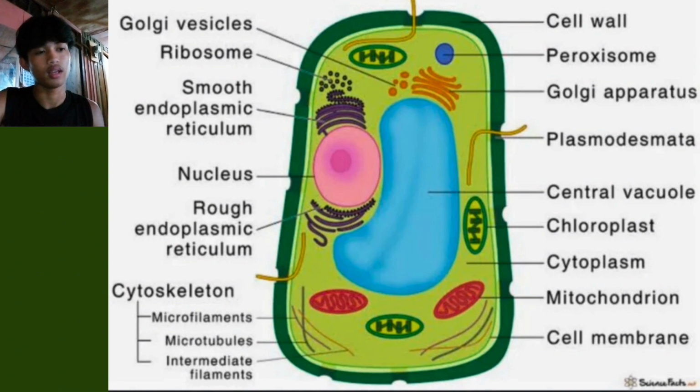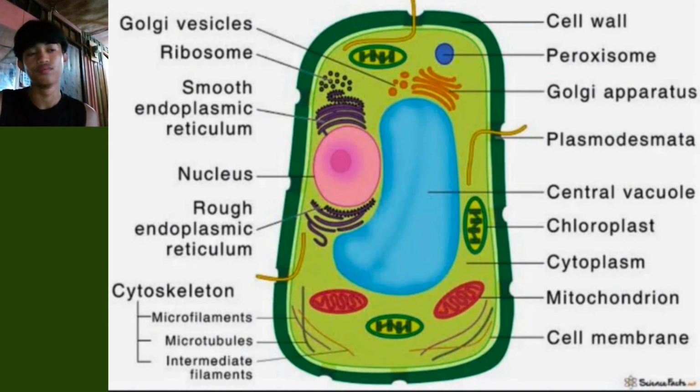Next, we have the peroxisome. A peroxisome is a cellular organelle involved in various metabolic processes, particularly lipid breakdown and detoxification reactions, containing enzymes that produce and degrade hydrogen peroxide. So that's the meaning of peroxisome.